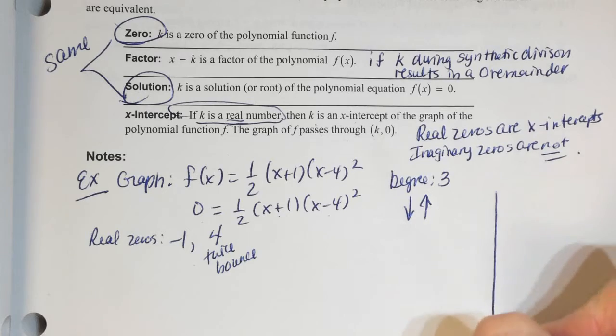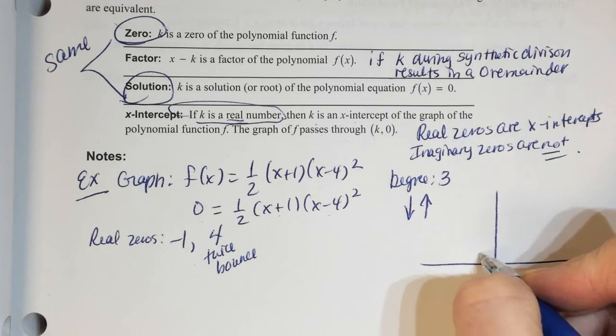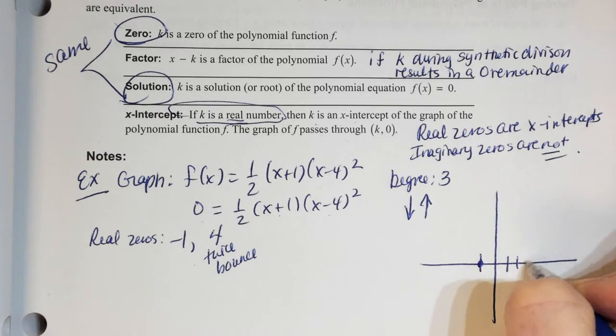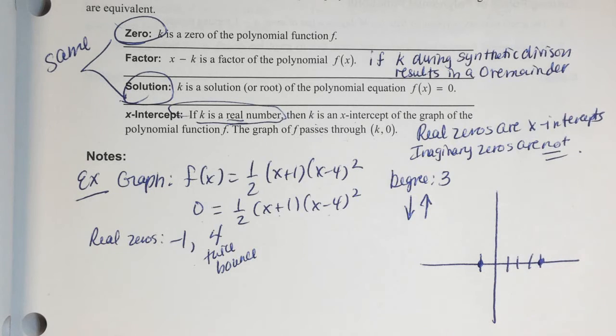So now, like I said, we're going to graph this. So we've got -1 is a real 0. 4 is a real 0. I want to find some other points, though, to make this a strong, accurate graph. So I might want to check some other points, like 0 and 2.